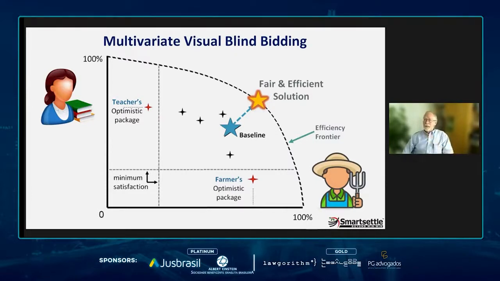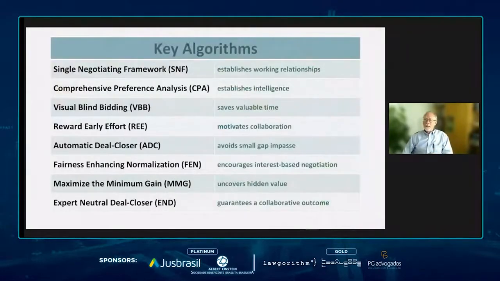Throughout the process, another algorithm called reward early efforts works to discourage holding back. Increased settlement rates save time and money in all types of negotiations and promote access to justice. Three decades of R&D have resulted in the 8 algorithms listed here. You can learn more on the Smartsettle website.